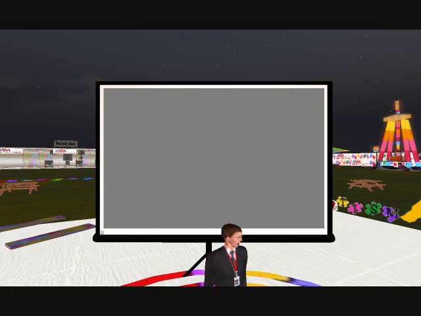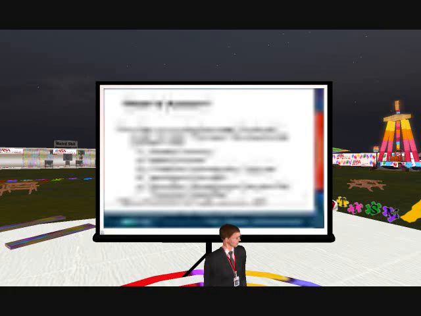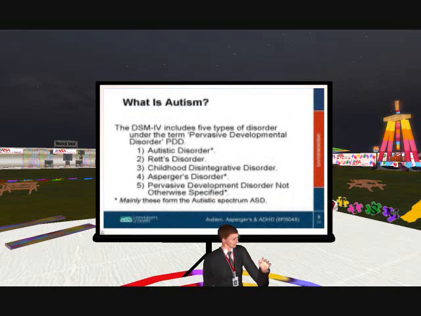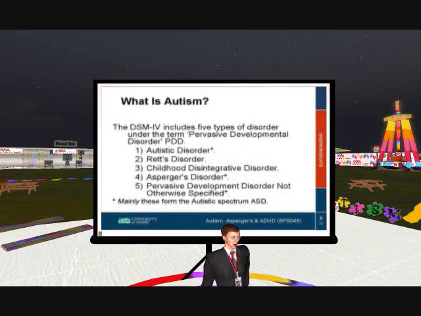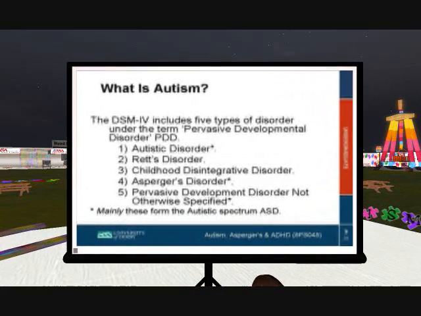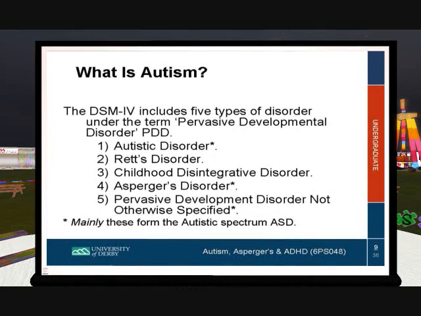Okay, I'm going to briefly introduce what is known as the DSM-4. Now, the DSM-4 is a really thick manual. It's the Diagnostic and Statistical Manual of Mental Disorders version 4. It's by the American Psychiatric Association, and it's really the benchmark for all psychiatric disorders, and autism happens to be included in one of these classifications within this book, based on research, called Pervasive Developmental Disorder, or PDD, and it's clustered along with some other symptoms there.